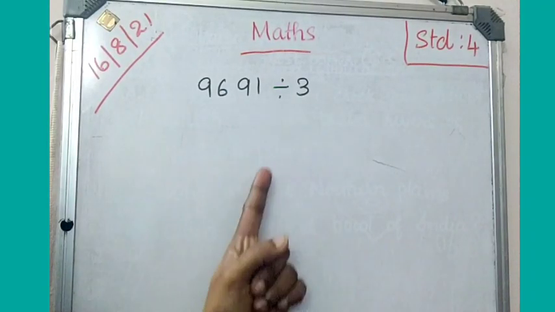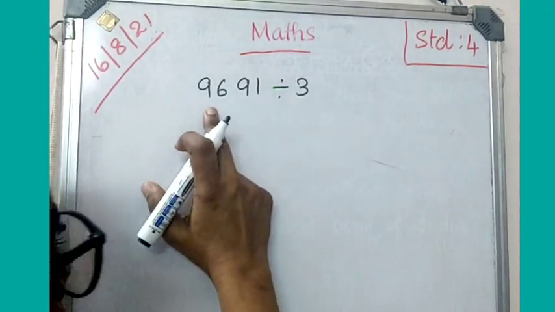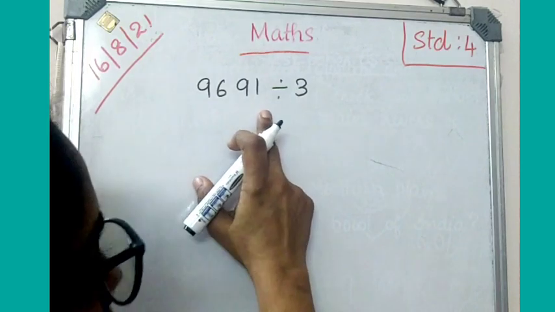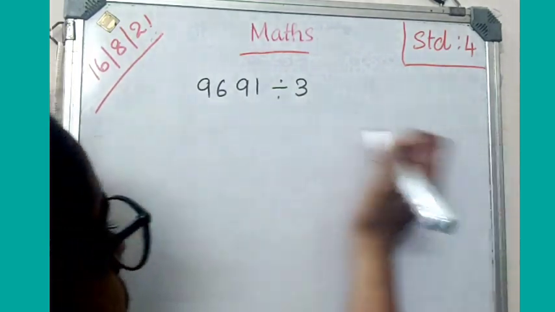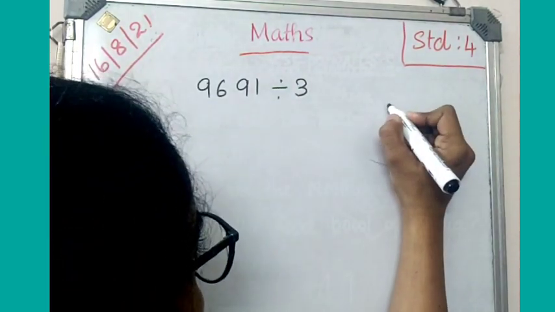In the last class I gave you some homework. Do you have any confusion with that? I think on one problem you have some confusion. Please listen here. I will explain. All of you look at the question. This was our question: 9691 divided by 3. How will you do this?